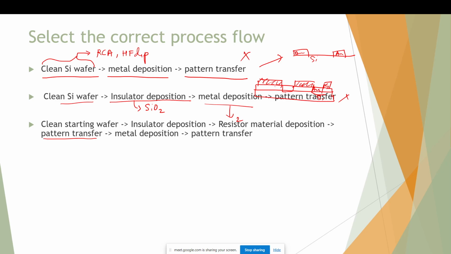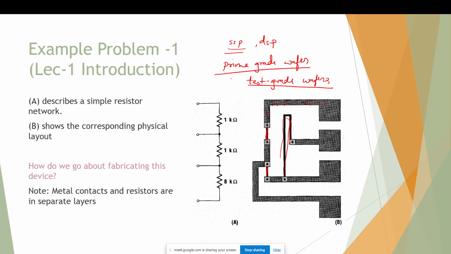Ma'am, can you please explain the pattern transfer again? After depositing the resistor material, there are three resistors, 1K, 1K, and 8K. So after this, you mean to say how do I put this pattern on top of the wafer, right? Yes, yes.